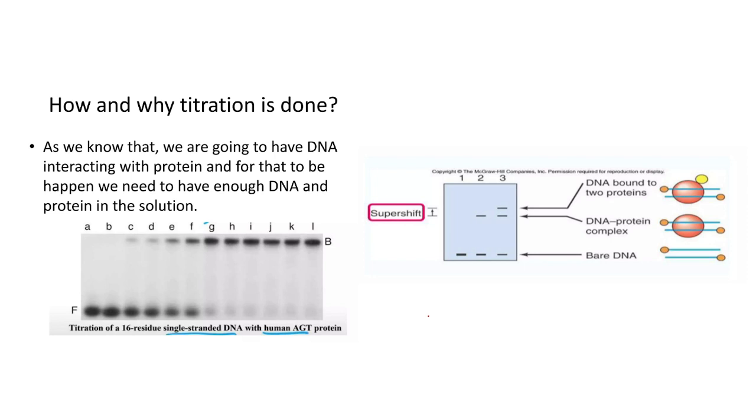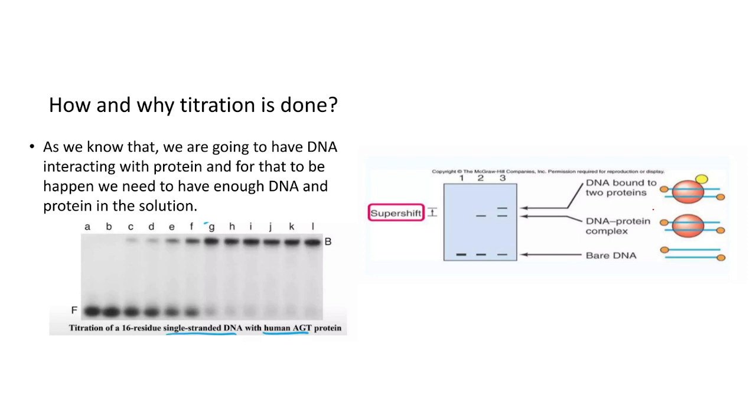Now how we do it and why titration is done. As we know, we are going to have a DNA which is interacting with your protein, and for that to happen we need to have enough DNA and protein in the solution. If you see the second picture first, there is a shift which has happened. Your DNA is bound to your protein, and this is your bare DNA. You see the concentration also decreasing with the increasing DNA forming your protein complex.